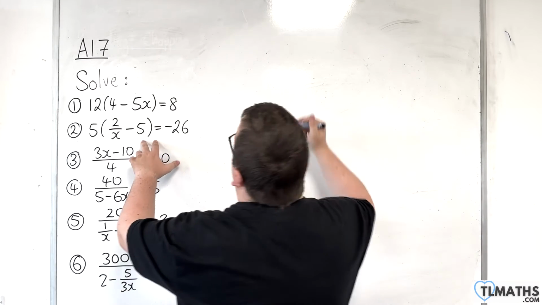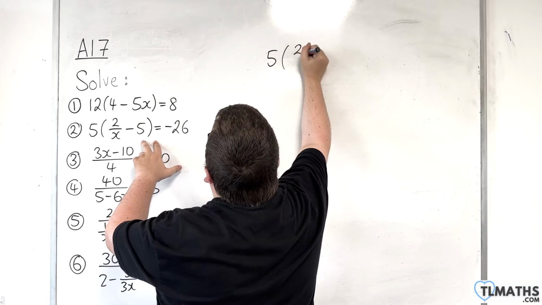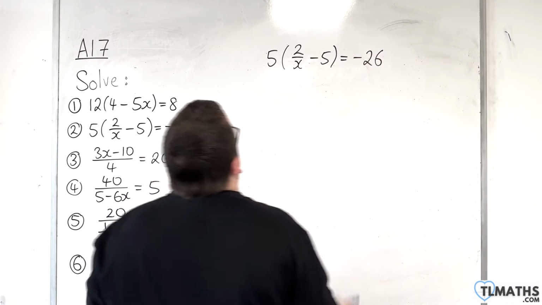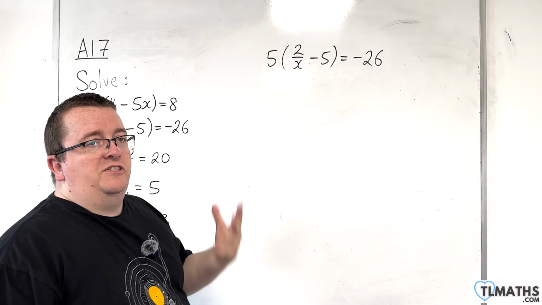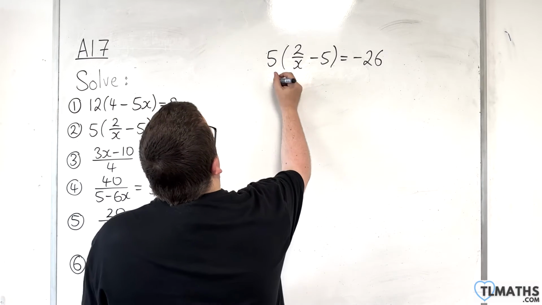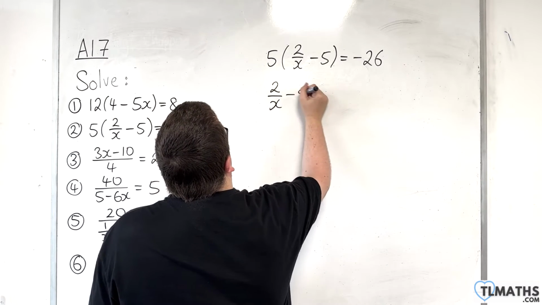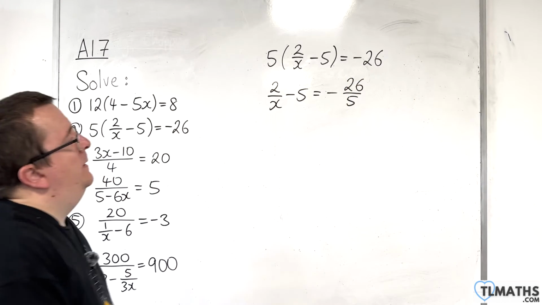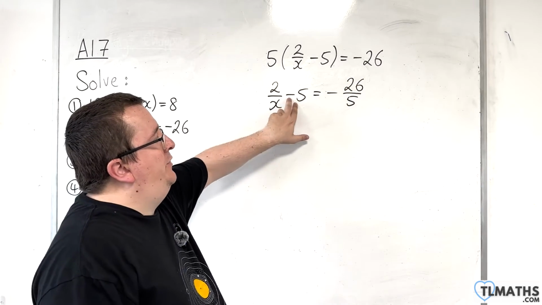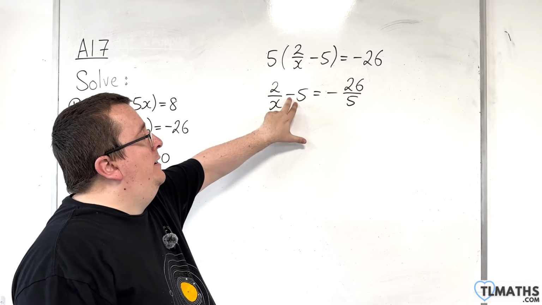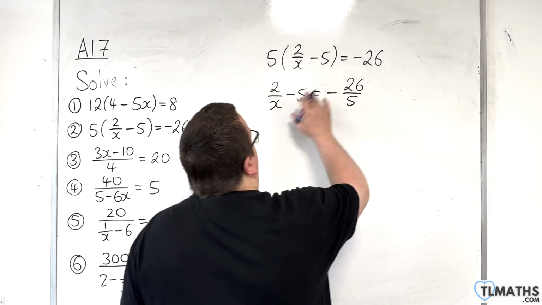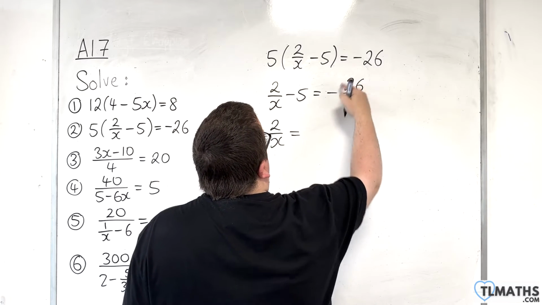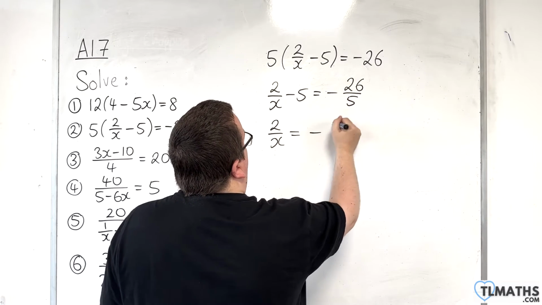Okay, so this one here, we have 5 lots of 2 over x take away 5 is equal to minus 26. So we have 5 times the bracket, so let's divide both sides by 5 first. So we're going to get 2 over x take away 5 is equal to minus 26/5. Now we want to add the 5 to both sides next. Now 5 is 25/5, so add 25/5 to both sides. We'll get 2 over x is equal to, adding 25/5 to that will get us minus 1/5.